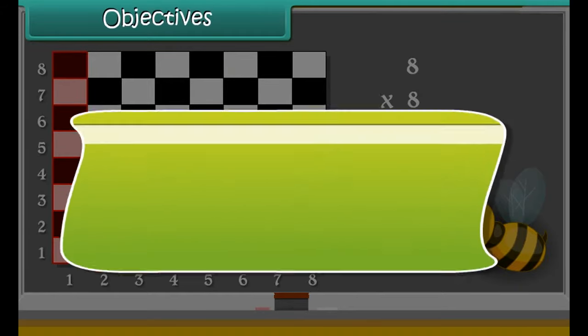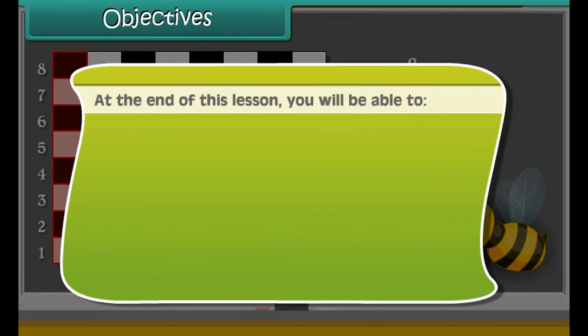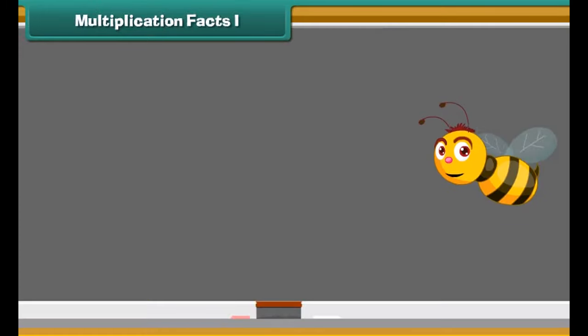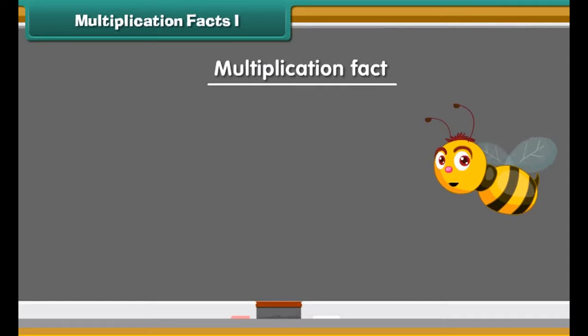Objectives. At the end of this lesson, you will be able to understand multiplication facts, do multiplication by multiples of 10, and multiply 2 and 3 digit numbers. We start with some multiplication facts.